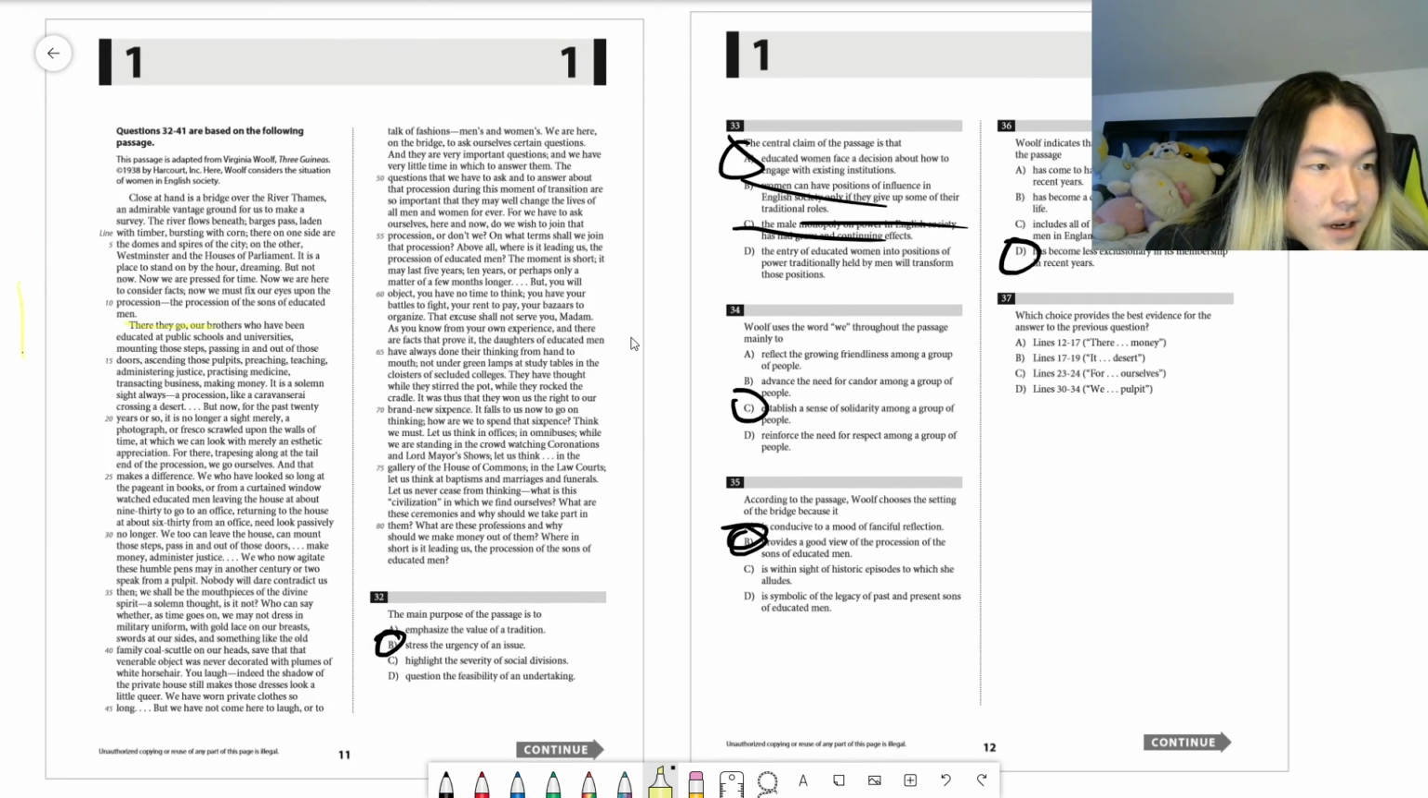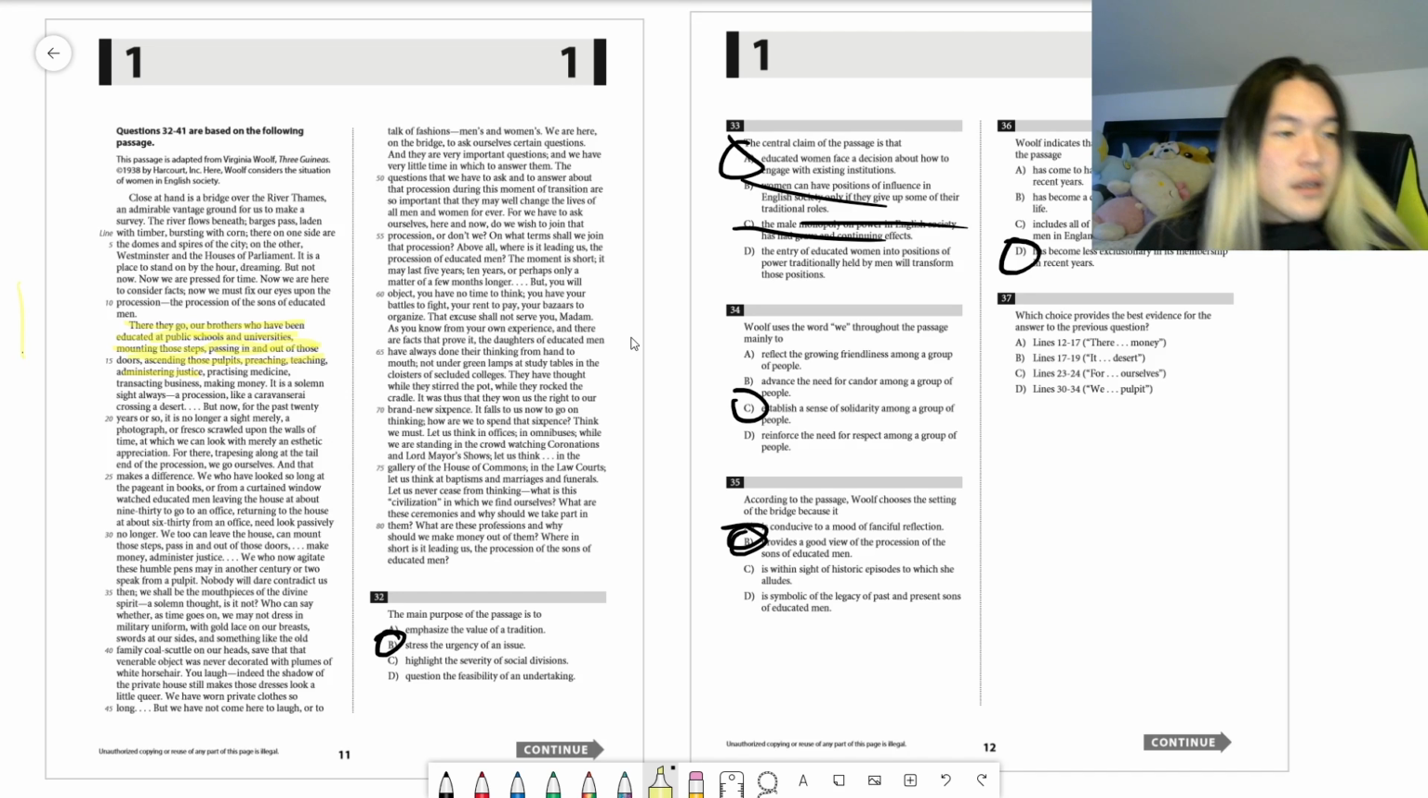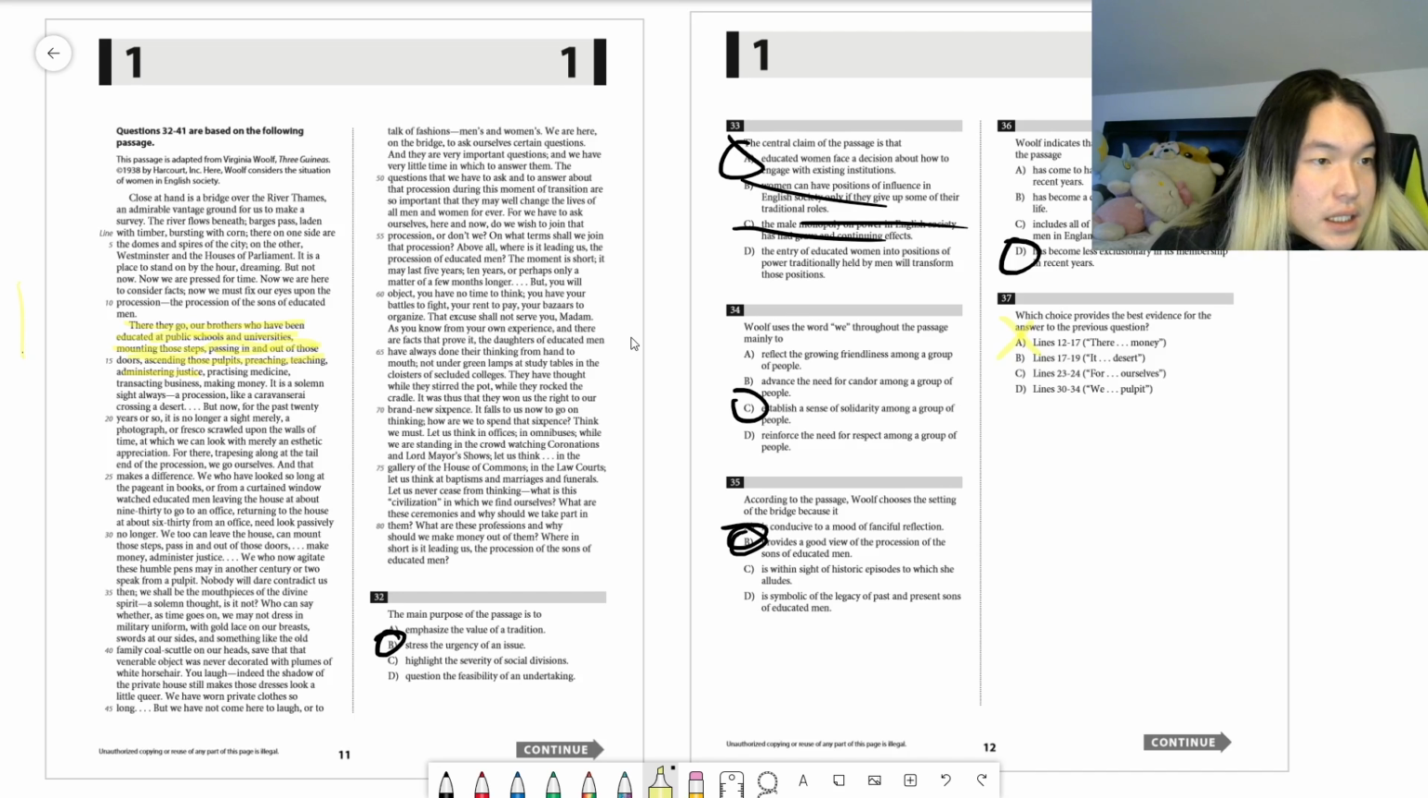"There they go. Our brothers who have been educated at public schools and universities, mounting those steps, passing in and out of those doors, ascending those pulpits, preaching, teaching, administering justice." Okay, so here she's just talking about the men that commute, the sons of educated men. I don't think that's correct. No. B, 17 to 19. "It is a solemn sight always, a procession. Like a caravanserai crossing a desert." So here I think she's just flexing her writing skills, being poetic. I don't think this shows how the commute has become less exclusionary.